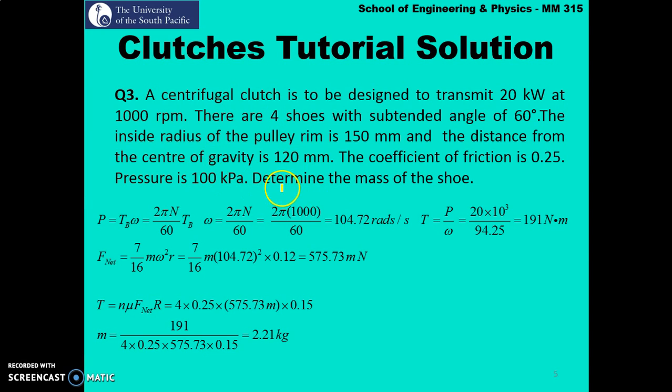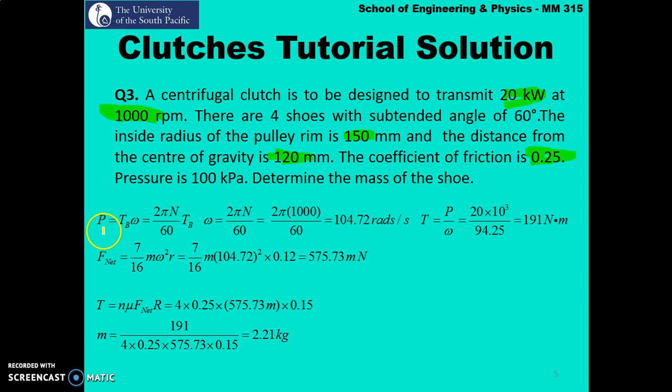What we are supposed to do is determine the mass of the shoe. Again, these equations that we are using, we are just simply looking at a lecture example with some modified values here and there. The power is given as 20 kilowatt and the centrifugal clutch is rotating at 1000 revolutions per minute. The inside radius of the rim is 150, the distance to the center of gravity is 120 mm, the coefficient of friction is 0.25. So power is nothing but torque times omega.